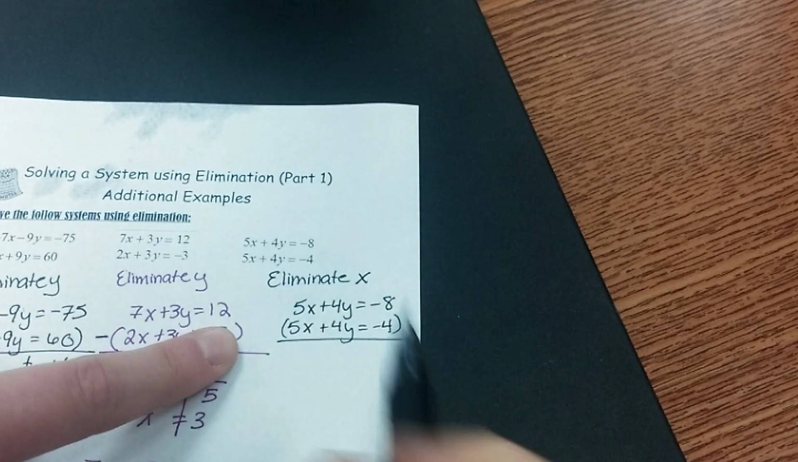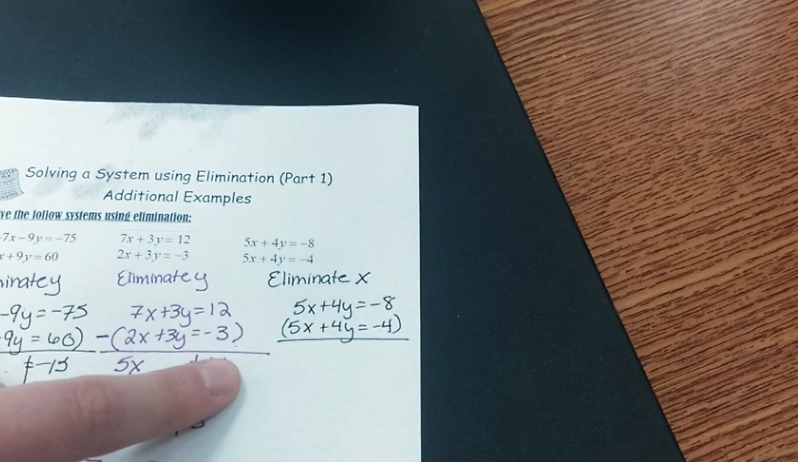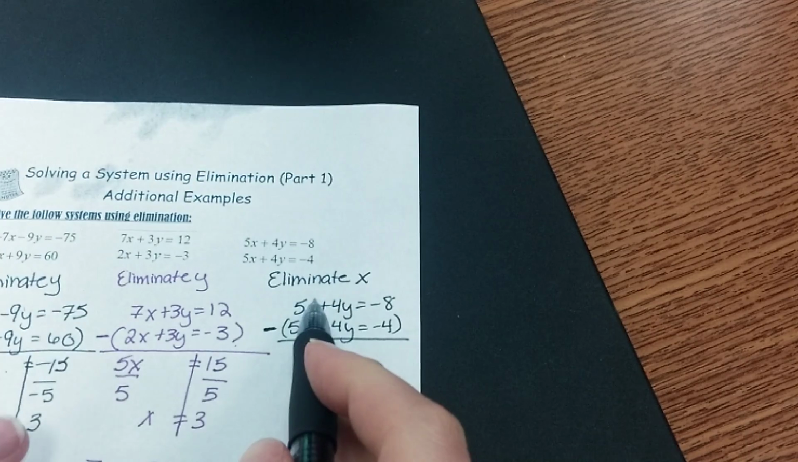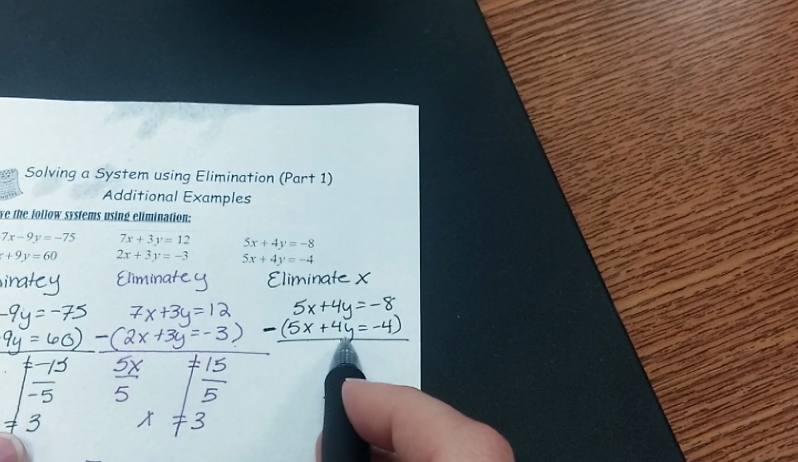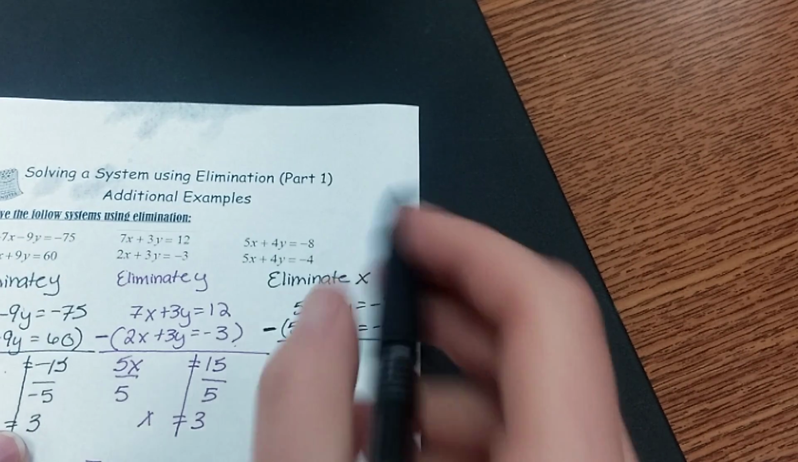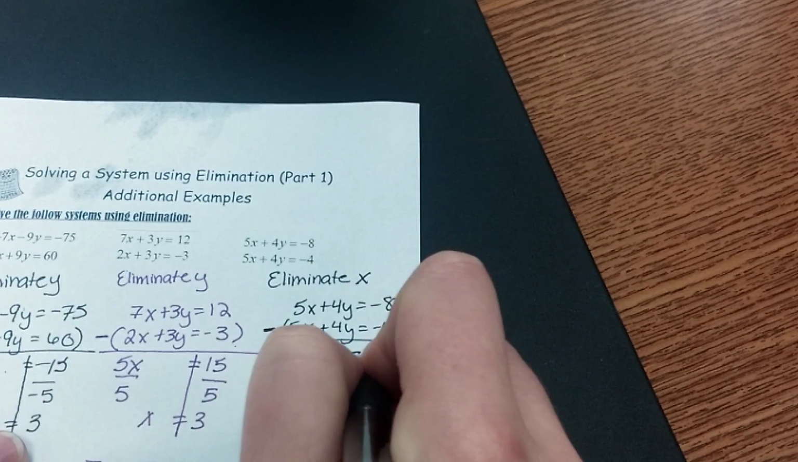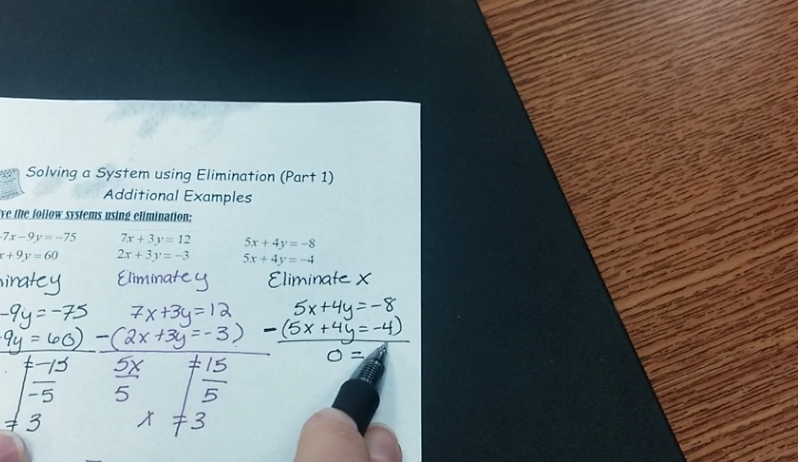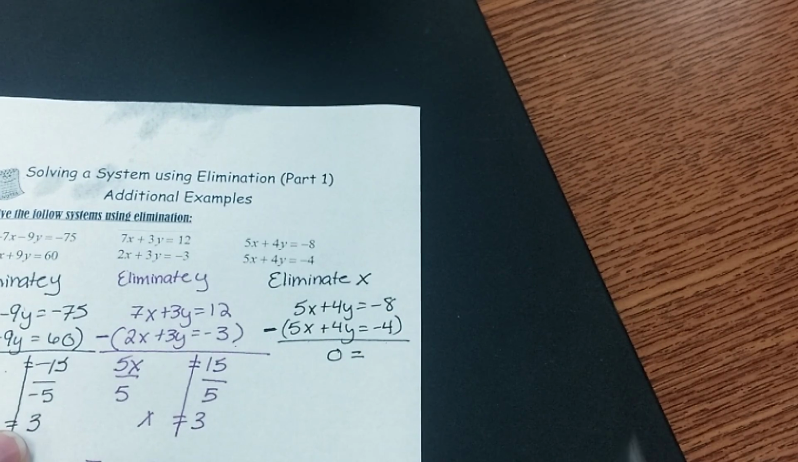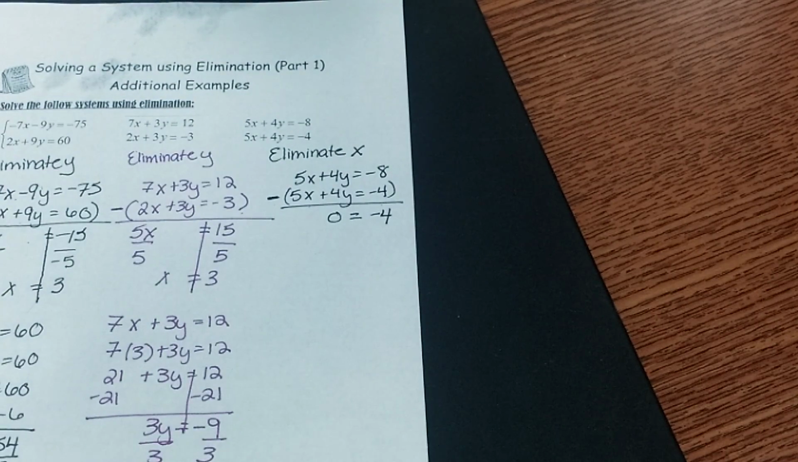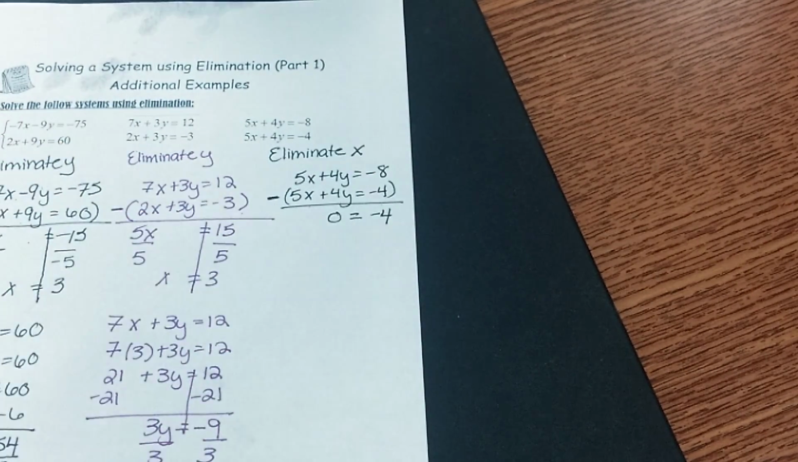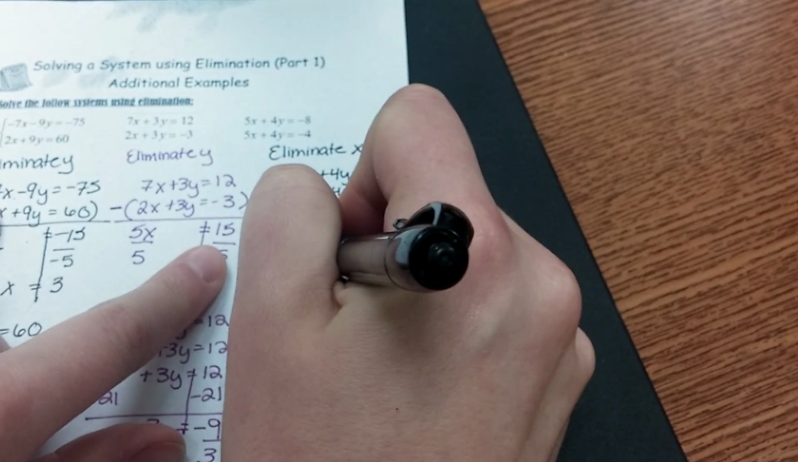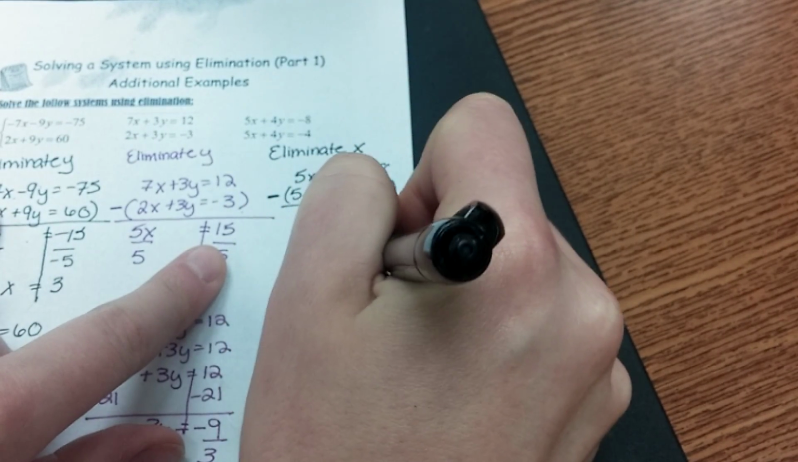If I look at my x's, they have the same coefficient, so I'm going to need to subtract instead of add. 5x minus 5x is 0. 4y minus 4y is also 0. So altogether on this side of the system, I'm going to have 0 is equal to negative 8 minus negative 4. So negative 8 plus 4 gives me negative 4. And something odd happens. All my terms cancel out. Now I'm left with something that's always false. 0 can never equal negative 4. And when that happens, that means there's no solution to this system.